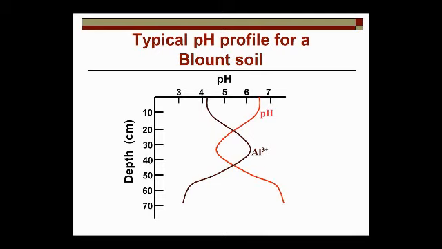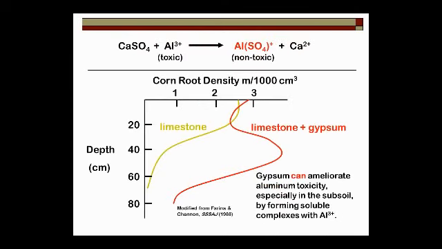Here's a typical pH profile of a bound soil in Ohio. If you look at the surface, the pH is about 6.5, which is really nice for growing crops. But you go down to about 30 to 40 centimeters, that's about 8 to 16 inches, you see the pH drops below 5 and aluminum 3+ becomes much higher in concentration. It's toxic. And so that restricts root growth. All the roots will be in the surface.